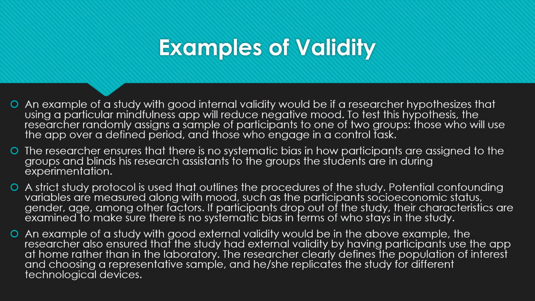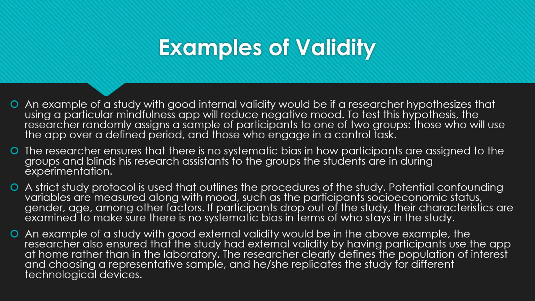We are going to go over a few examples of validity. An example of a study with good internal validity would be if a researcher hypothesizes that using a particular mindfulness app will reduce negative mood. To test this hypothesis, the researcher randomly assigns a sample of participants to one of 2 groups: those who will use the app over a defined period and those who engage in a controlled task. Another example would be the researcher ensures that there is no systematic bias in how participants are assigned to the groups and also blinds his research assistants to the groups the students are in during experimentation.